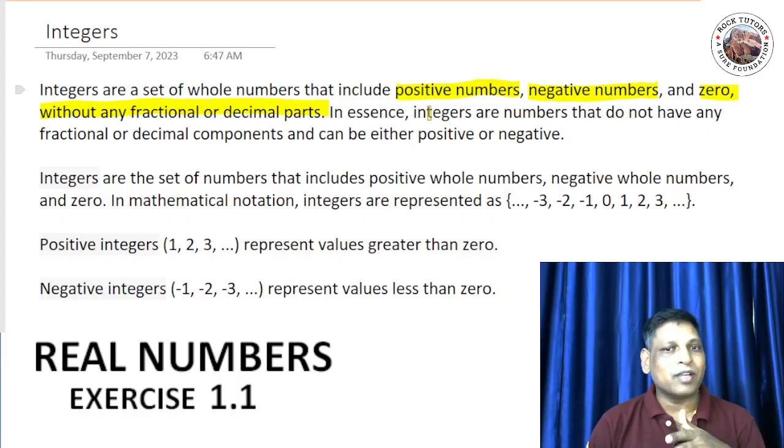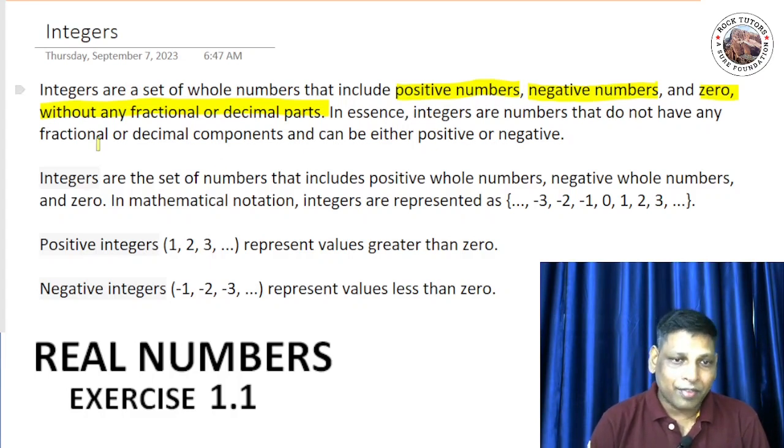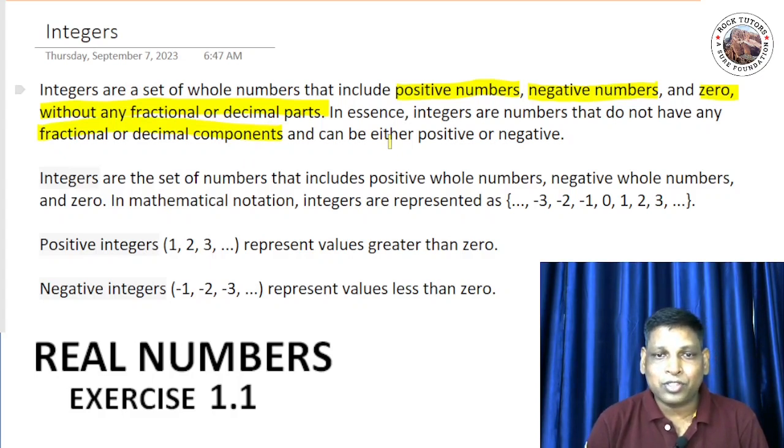Maybe 1, 2, 3, 4, 5, or maybe negative: minus 1, minus 2, minus 3, like that. This is a very important point. Integers are without any fractional or decimal parts. They don't have any decimals and they don't have any fractions. This is called integers. In essence, integers are numbers that do not have any fractional or decimal components and can be either positive or negative. This is very, very important for the integers.